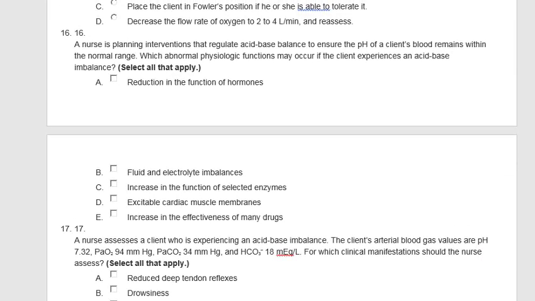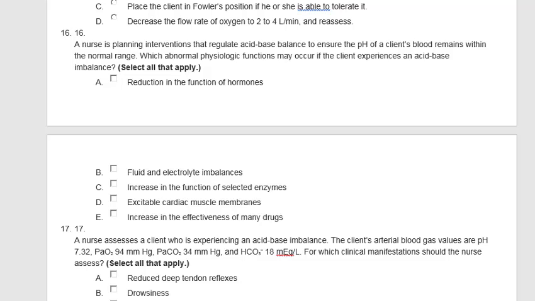And number 16, the nurse is planning interventions that regulate acid-base to ensure the pH of a client's blood remains normal. Which abnormal physiologic functions may occur if the client experiences an acid-base imbalance? So basically these are asking, which of the following are signs and symptoms of acid-base imbalance? Reduction in the function of hormones. The hormones need to have that pH within a certain level for them to work right. So if that pH is out of range, the hormones aren't going to work right.